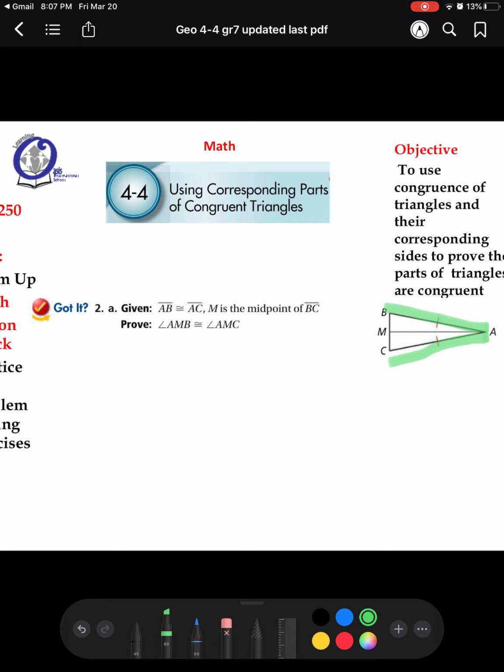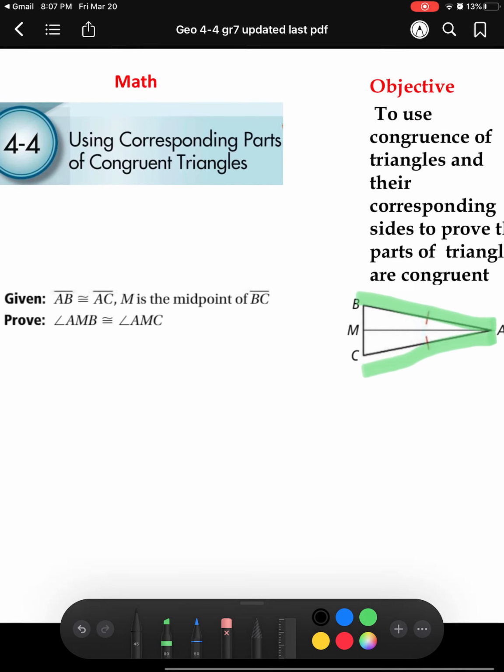If you find the suitable postulate, you would be able to mark the related sides and find the congruence between the triangles in an easy way. M is the midpoint of BC. What is the meaning of M is a midpoint of BC? What did this information give us? That BM is congruent to MC.